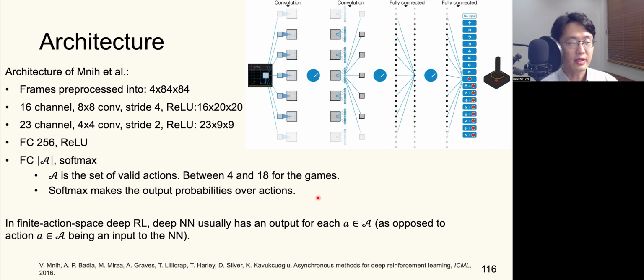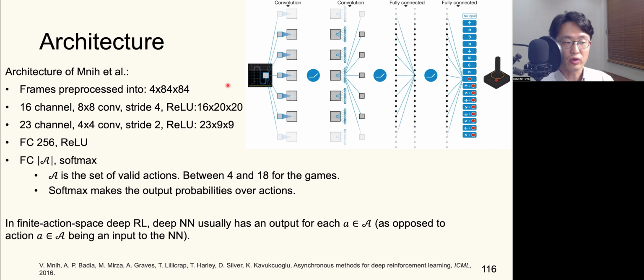Now, I will point out that when you think of the policy, pi is written as pi of a given s. If you look at the policy pi as a function, you might think that you provide the state as input, provide the action as input, and get the probability.